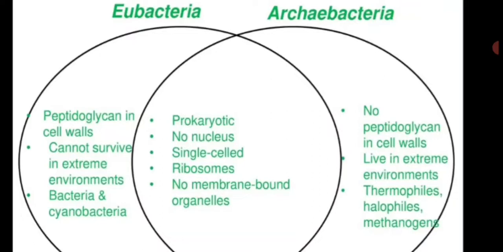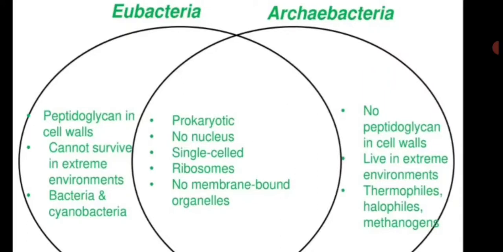For example, they are thermophiles. Thermophiles means heat-loving bacteria, which live in hot springs and near hydrothermal vents, and they can survive in temperatures up to 110 degrees Celsius. They are also extreme halophiles. Halophile means that they can survive in very high salt concentrations. So the Archaebacteria are extremophiles. They are known to live in extreme environments.